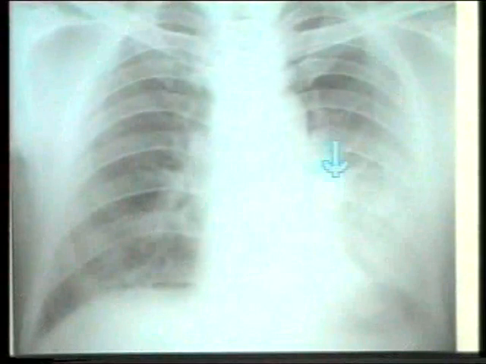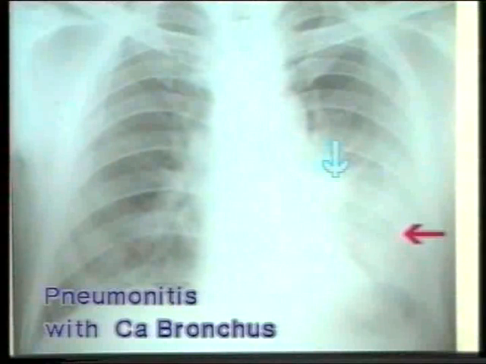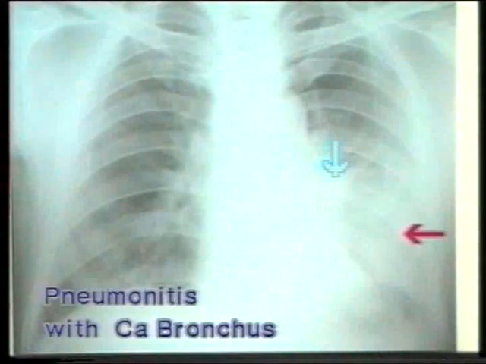This X-ray shows a homogeneous opacity at the left hilum with diffuse haziness in the left lower zone. First note the dense hilar opacity shown by the blue arrow. The tumor causes partial obstruction of the bronchus and an impairment of normal drainage of secretions. So consolidation develops in the affected segment of the lung and does not resolve with antibiotic therapy. So this is a carcinoma of the left bronchus with consolidation of the left lower lobe.